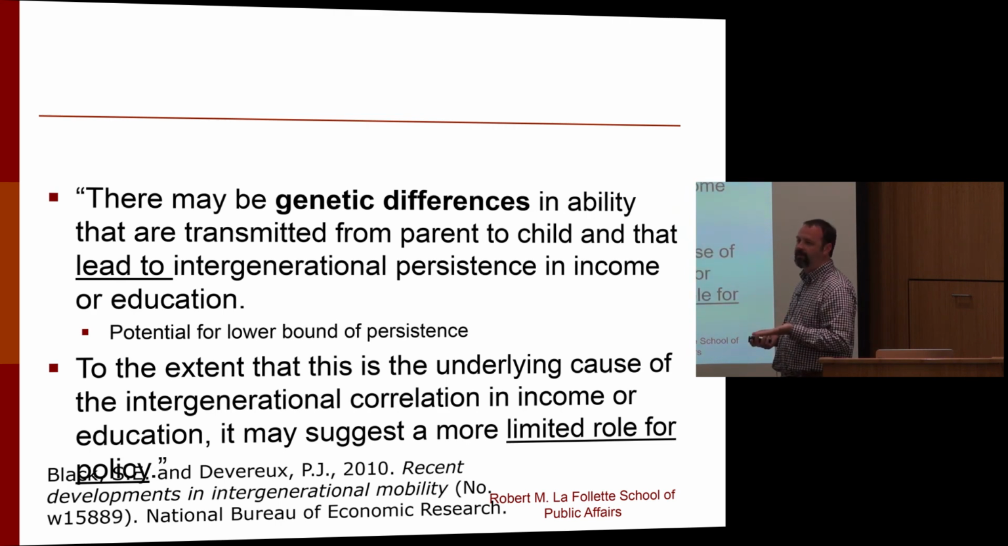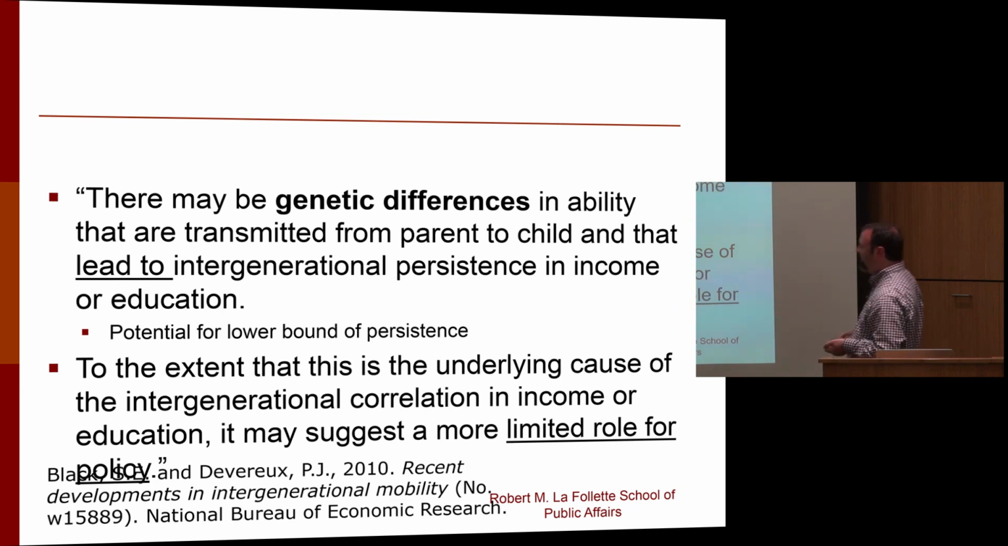There might be a lower bound of how much persistence there has to be from parent to children. If we think genes are important for the outcome, and we know that genes are passed from parent to child, there might be some floor under which you can't go in how persistent outcomes are. That genes, in some sense, might put a floor in levels of persistence between parents and children. So I think of that as a potential interpretation of this comment.